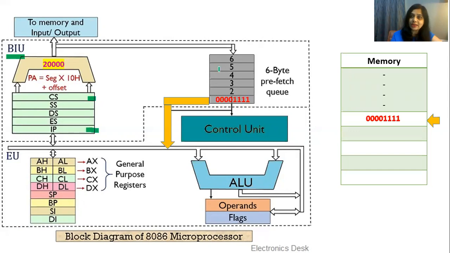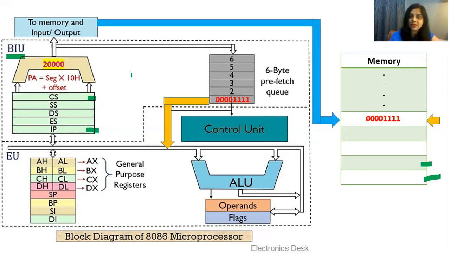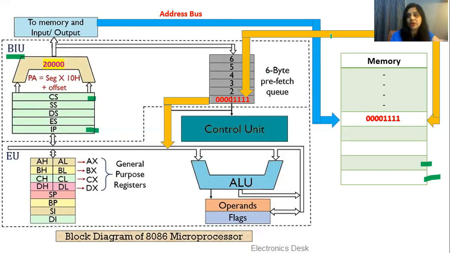So you can see here, this is memory. Memory consists of a stack of registers. So these are registers. One register holds 1 byte of information, that means 8 bits of information. This memory is connected to 8086 by the address bus like this. And it is also connected with the data bus like this. So blue is shown by, this is the address bus and this yellow is the data bus.